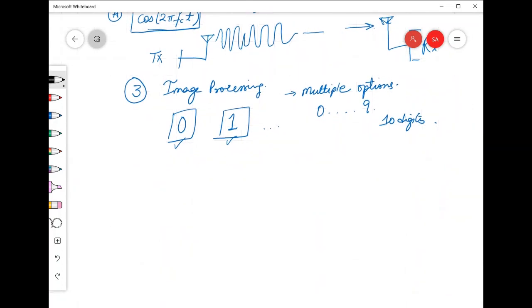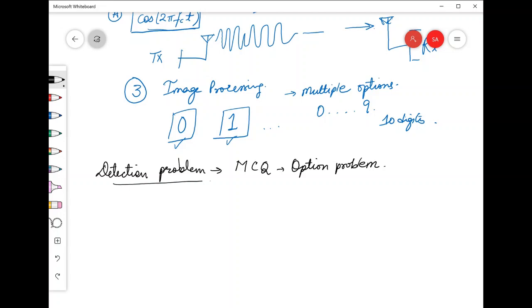So in general, a detection problem is similar to a multiple choice question problem or an option problem. It is different from an estimation problem, where you try to estimate some particular real number. Here we are trying to detect, meaning one of the options is correct: whether a signal is there or not, or whether the image I have shown you has a 0 or a 1 or a 2, and so on.